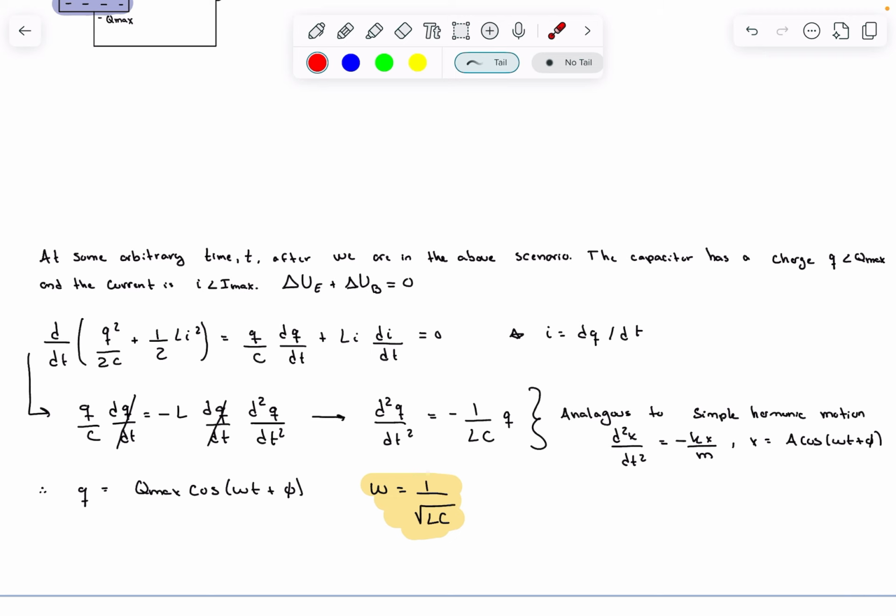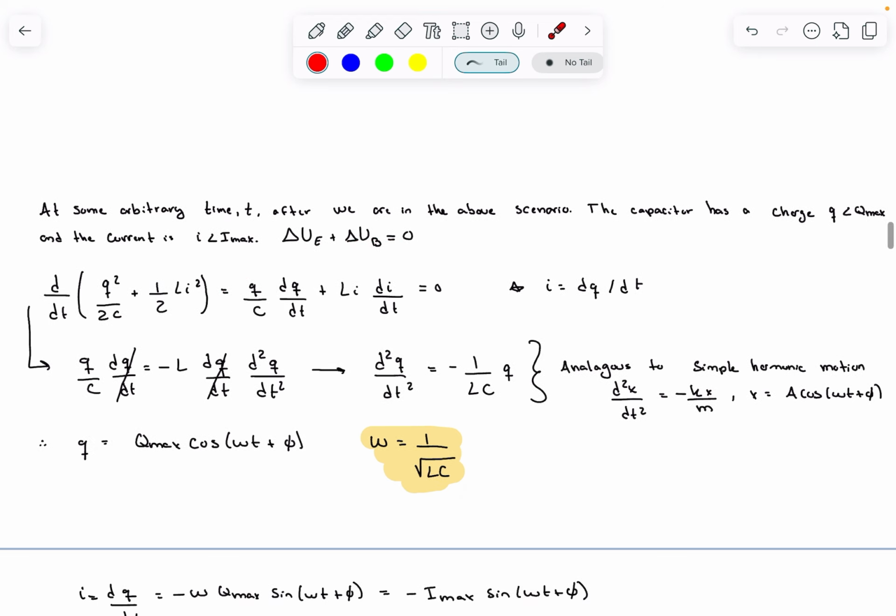So what we say is that, well, we know what this is. This is Q squared over 2C. And we know what this is. It's just 1/2 Li squared. We saw that in the last video. And we want to see, well, how does that change? So we're going to take d over dt of these two values and set that equal to 0. We can go ahead and take the time derivative and we get this. So here we get q over c dq over dt plus Li di over dt is equal to 0. We're just going to keep it in this format to make some later stuff a little bit easier for us.